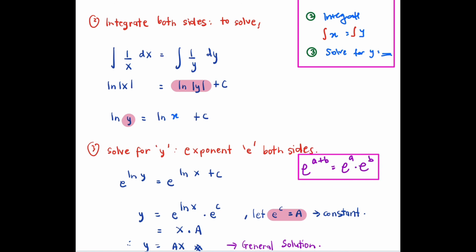So e to the power of a plus b, you can split to become e to the power of a times e to the power of b. Okay, so let's split them. e to the power of ln x times e to the power of c. Okay, and then for e to the power of c, you can just let it be a, another constant. So you can replace this with a, and e to the power of ln x is just equal to x. So now we are finished solving for y. Therefore, we can conclude y is equal to ax. This is your general solution because in your final answer, you have the constant.